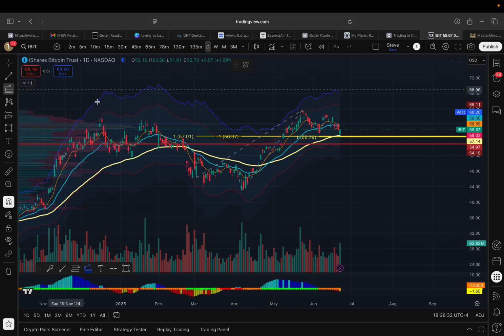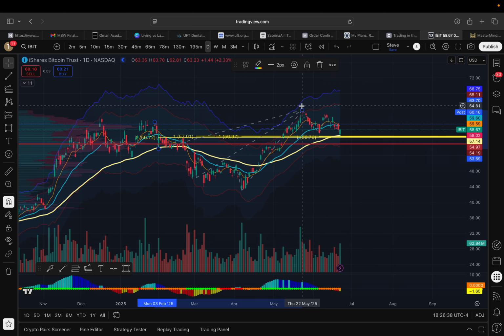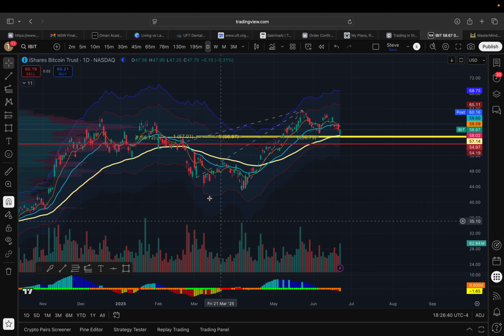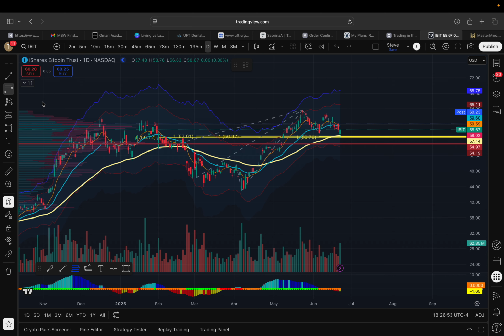IBIT has very symmetrical pullbacks. Let's try this one here. Wow. A lot of these major pullbacks are very symmetrical. So we have our trend-based Fibonacci extension tool, and now we're going to go to the fib retracement and see if we can find some levels to overlap what we already found.